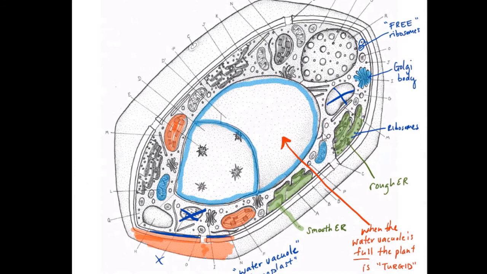Now, we're going to get into cell transport after our lunch break. When we talk about cell transport, we're going to talk more about this word turgid. Some people say turgid with a hard G. Some people say it with a J, turgid. And it just means that this is full and pushing up against the cell membrane, which then pushes up against the cell wall.